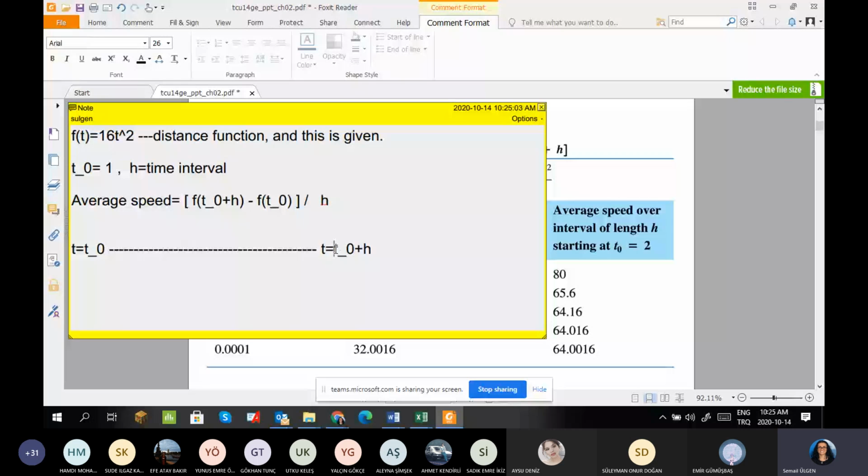And I'm interested in finding the instantaneous speed. Our goal eventually is to find the instantaneous speed, the instant speed.